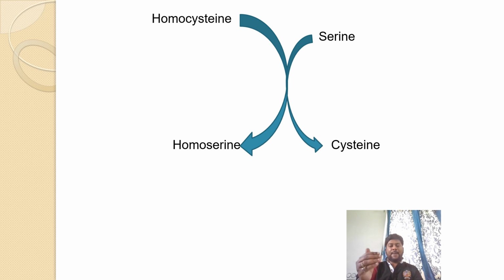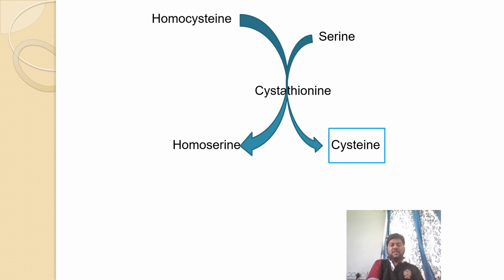But this transsulfuration reaction will not happen directly. Initially, homocysteine and serine condense with each other to form an intermediate called cystathionine. In the subsequent step, this cystathionine is broken down to release homoserine and cysteine. This is how cysteine is synthesized from serine with the help of methionine. The first process, the condensation of homocysteine and serine to form cystathionine, is catalyzed by the enzyme cystathionine synthase, which is a vitamin B6 or pyridoxal phosphate dependent enzyme, whereas the breakdown of cystathionine to release cysteine and homoserine is catalyzed by the enzyme cystathionine lyase. So with the help of two enzymes, cystathionine synthase and cystathionine lyase, the transsulfuration reaction happens and cysteine is synthesized.